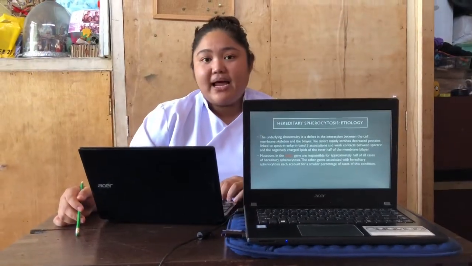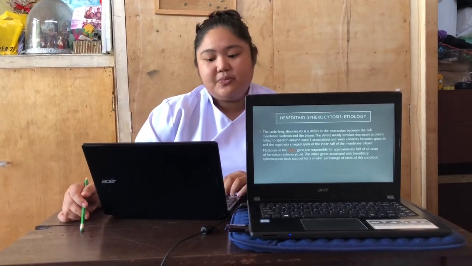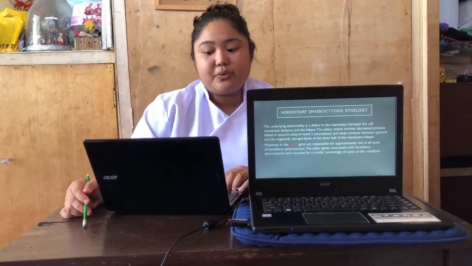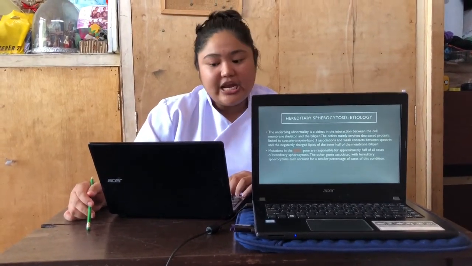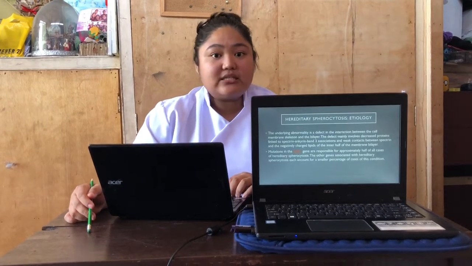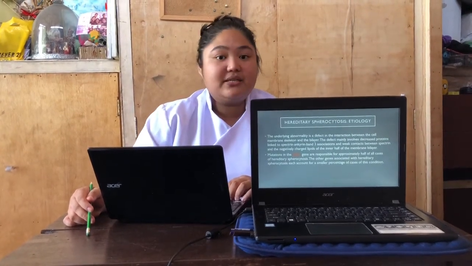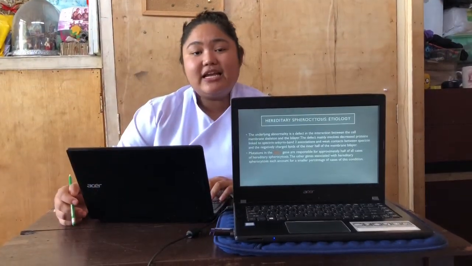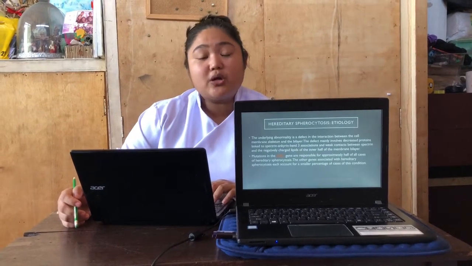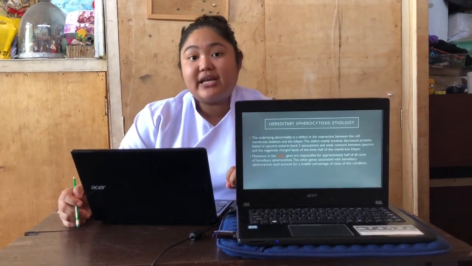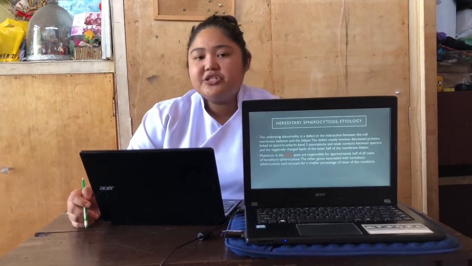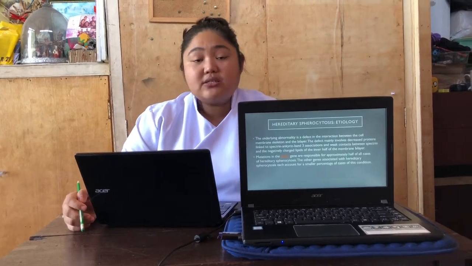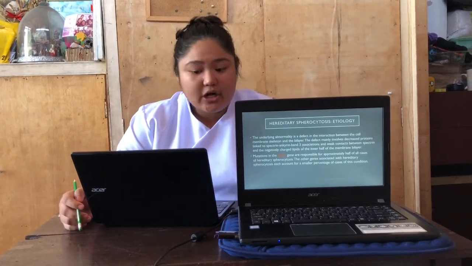The underlying abnormality is a defect in the interaction between the cell membrane skeleton and the bilayer. The defect mainly involves decreased proteins linked to spectrin, ankyrin, and band 3 associations, and weak contacts between spectrin and negatively charged lipids of the inner half of the membrane bilayer. Mutations in the ANK1 gene are responsible for approximately half of all the cases of hereditary spherocytosis. The other genes associated with hereditary spherocytosis each account for a smaller percentage of cases of this condition.